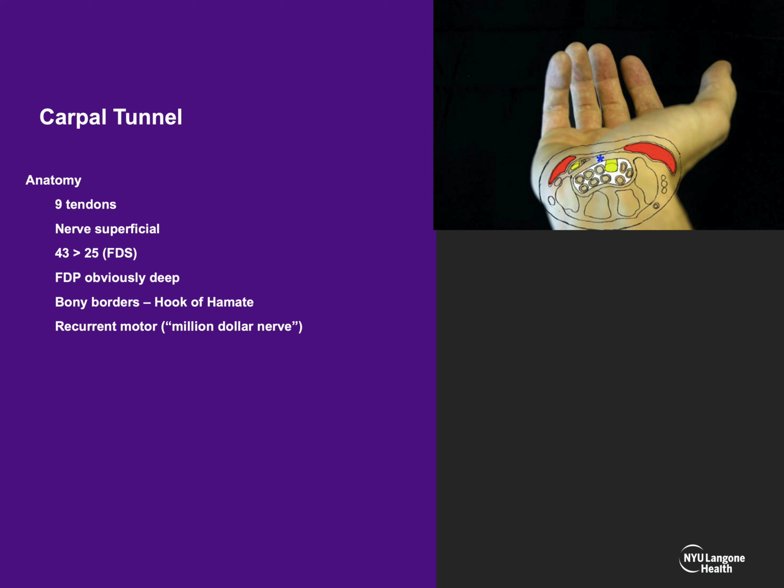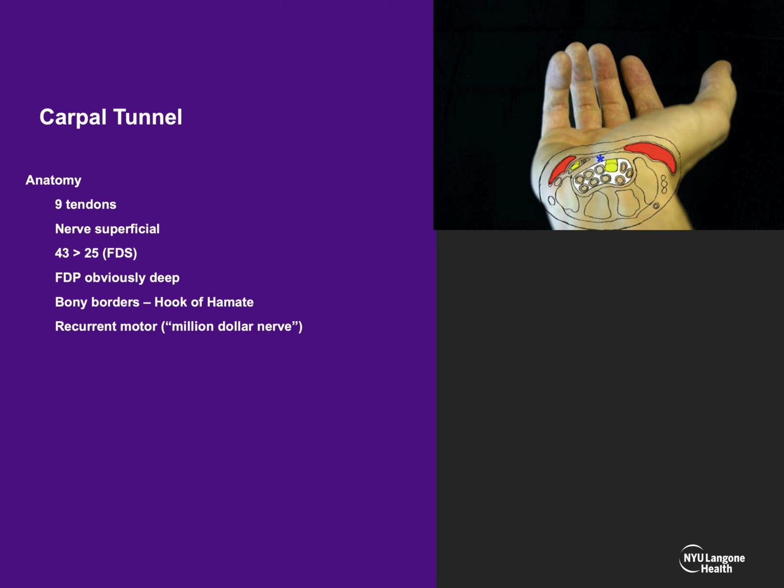FDPs are obviously the deepest. There's 4 of them. Know the bony borders. It's the carpal bones and the hook of the hamate, where the transverse carpal ligament attaches. It's a very, very strong attachment. Other than that, it's the radial carpal bones and the ulnar carpal bones. It's not complex, the bony borders.